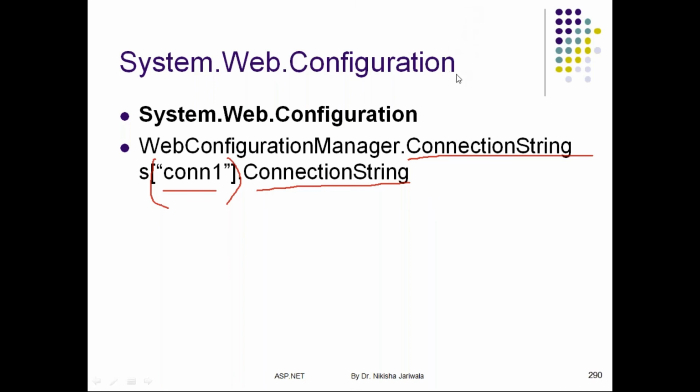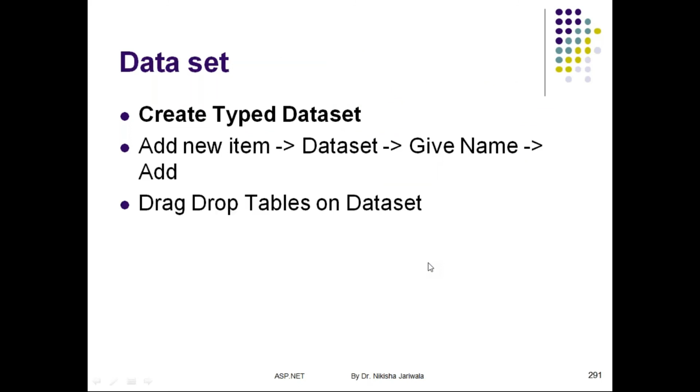But now if you want to create a typed dataset, the simple thing is you need to right click on the website within Solution Explorer and select Add New Item. From the templates, you need to select DataSet. You need to give the name of the dataset and click on the Add button. These are simple things you already know: if you want to add something within your website, right click on the website within Solution Explorer, select Add New Item, select the template, give the name, and click on Add.